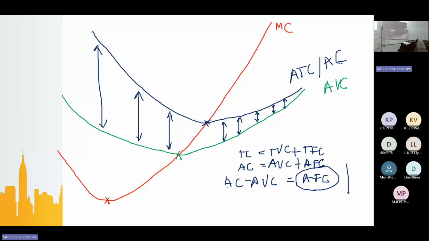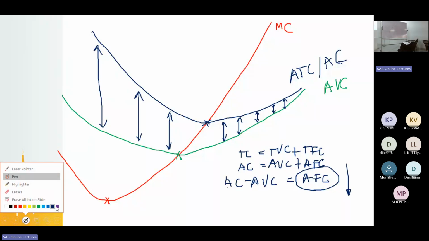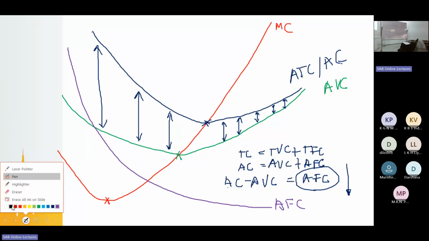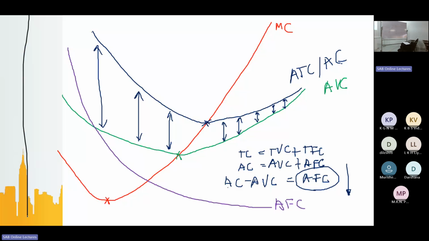Average fixed cost is always decreasing. It is something like this. This is average fixed cost. It is always decreasing, and also average fixed cost will never touch the quantity axis.